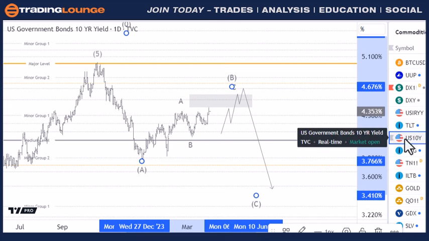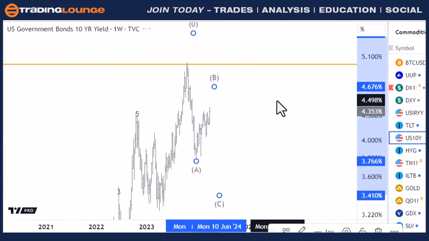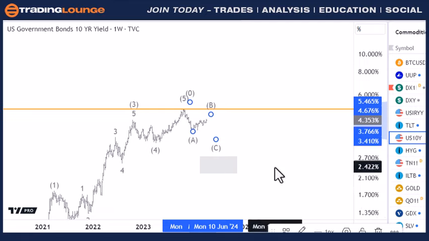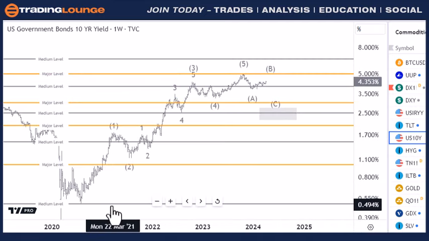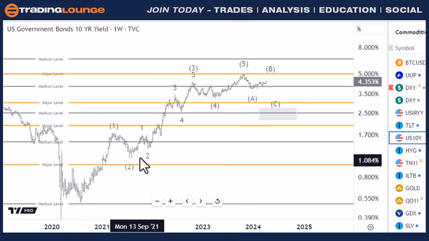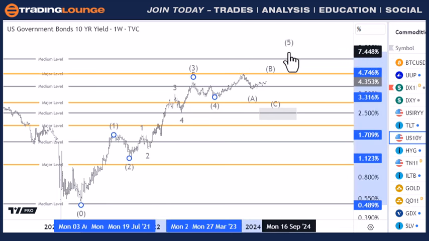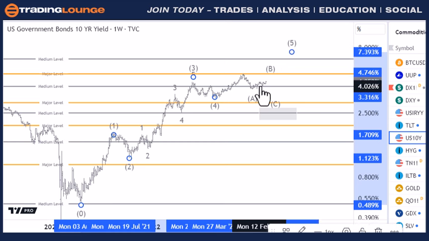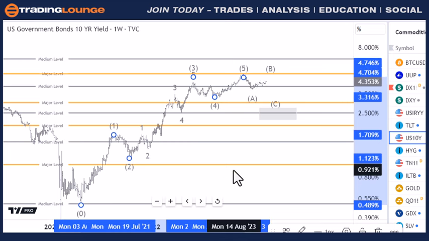So on the bigger picture here, let's go back and have a look at the weekly. I know that you know all this already, but basically this is the whole trend up from the low interest rates here. So we've got 1, 2, 3, 4, 5 up here. It's possible that this move up here could just be wave 1 and we put wave 5 further up here. So 1, 2, 3, 4, 5. That's quite possible, but otherwise that's what's going on with the rest of the markets around the place.